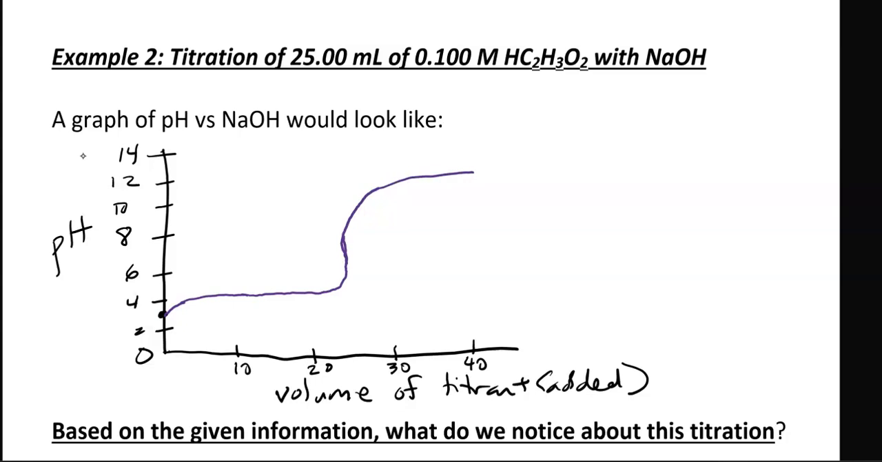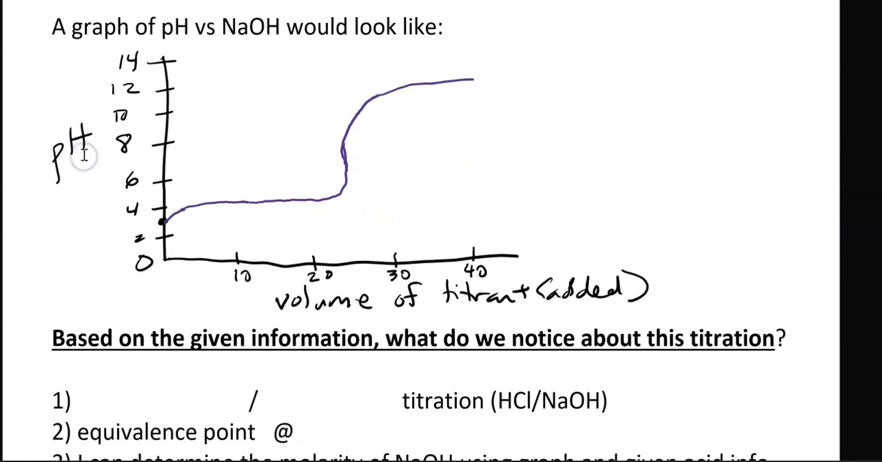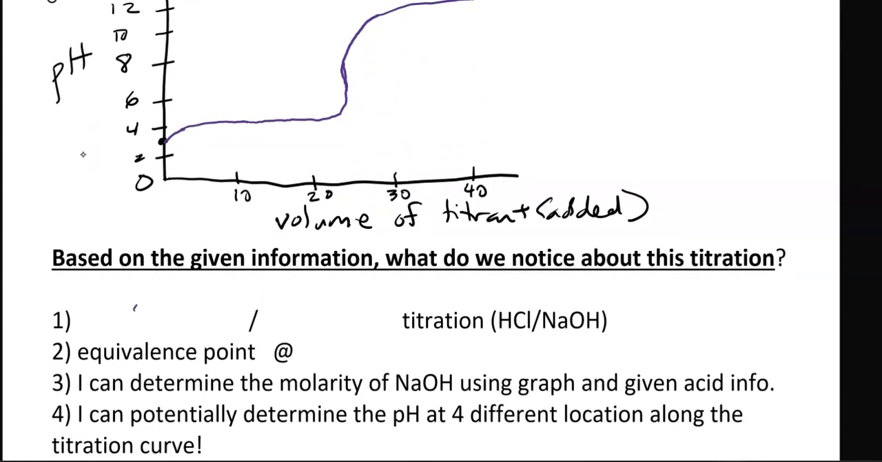So what are some things that we could identify about this graph? Well, for sure, this is a weak acid, strong base titration. We're not using hydrochloric acid this time. Rather, we're using acetic acid. And we're reacting it with sodium hydroxide. So weak acid, strong base.